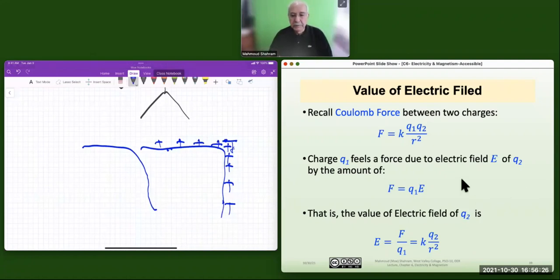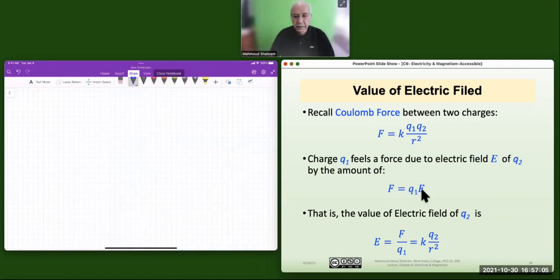So Q1 feels a force due to the electric field of Q2. You saw that animation. So I put that little charge, and it felt the force because of the other one. The amount of force is its own charge times the electric field that is there. If we do that, then we can find E is equal to F over Q1. Okay? Electric field is equal to the force over the charge. We can find that electric field, right?